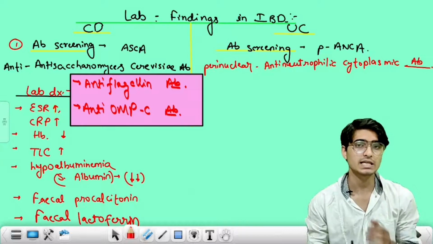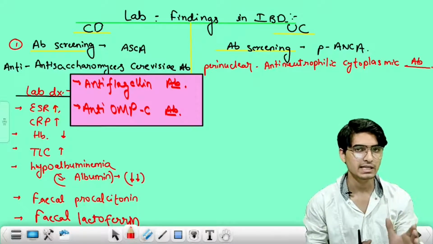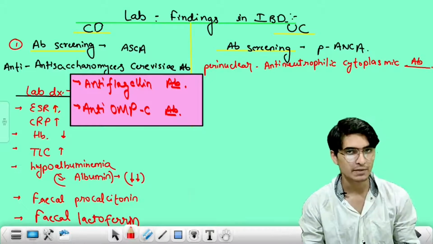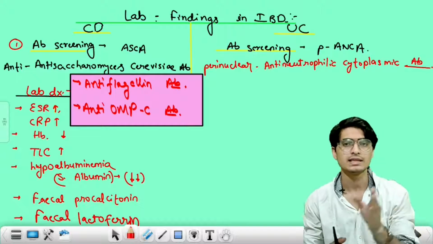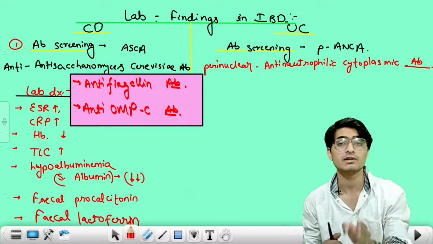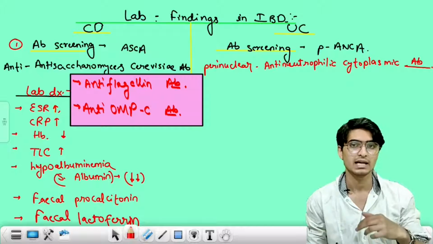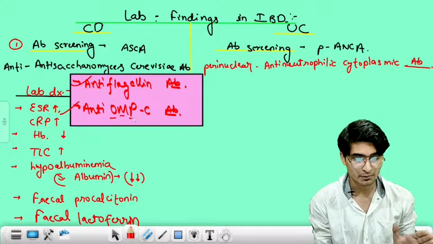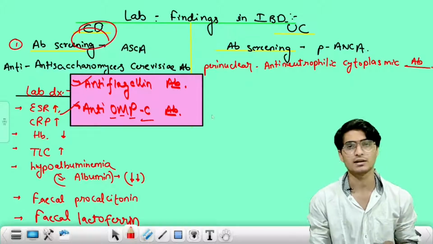Crohn's disease is more commonly found to be associated with ASCA, that is anti-Saccharomyces cerevisiae antibody, and UC is more commonly found to be associated with P-ANCA, that is perinuclear anti-neutrophilic cytoplasmic antibody, right? So these are the basic antibodies, and subsequently the anti-flagellin antibody and anti-outer membrane protein citrullinated antibody are present in Crohn's disease here, right?